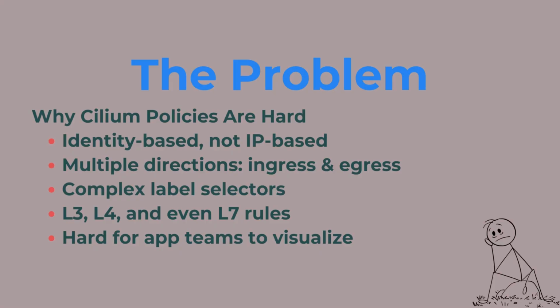Rules depend on labels and identity, not just IPs. You may have ingress rules, egress rules, L3, L4 and even L7 HTTP rules. For most app teams, it is not obvious who can talk to whom. This complexity inspired me to build this tool.